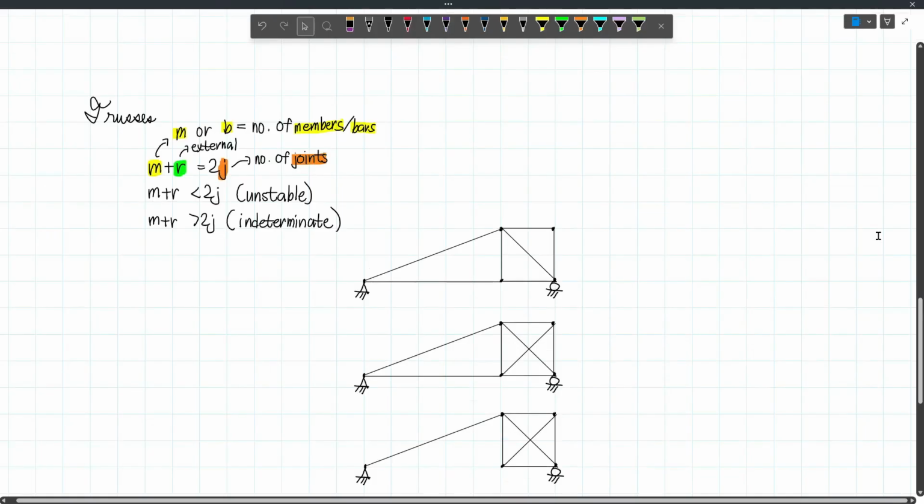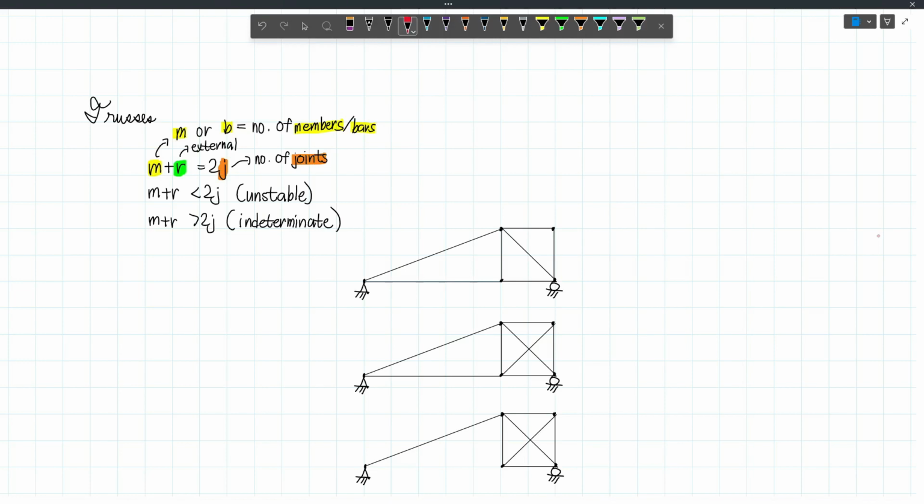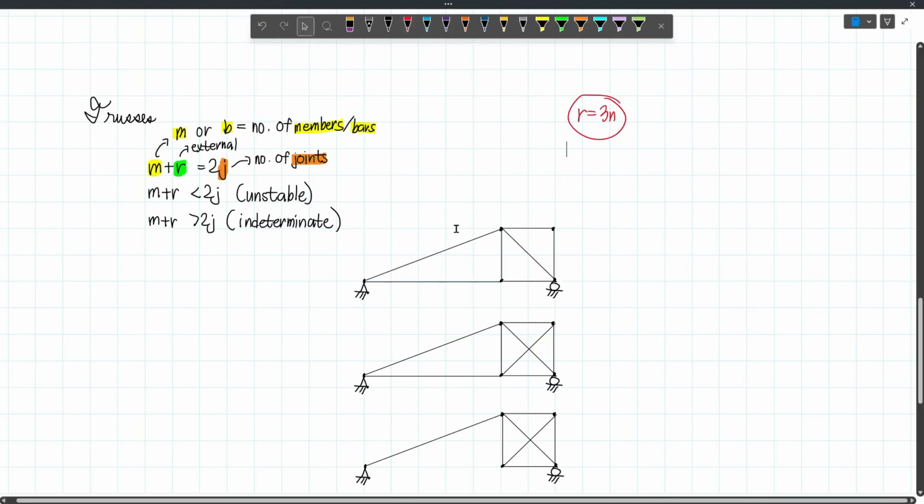Now let's move on to the determinacy of trusses. Again, for trusses, we cannot apply the R is equal to 3n. That R equals 3n applies to beams. Again, a truss is different from a beam. But a frame is the same as a beam, since a frame is like interconnected beams. But a truss is made of different kinds of members. So this is a special case where we use other formulas.